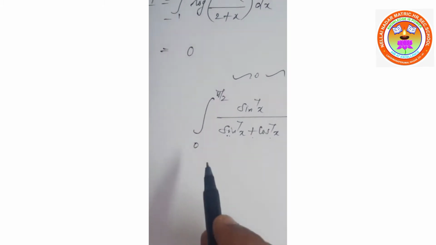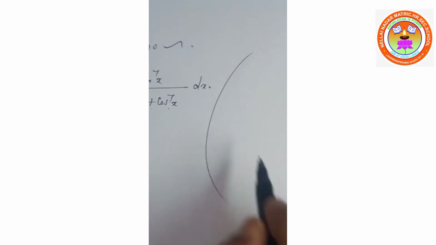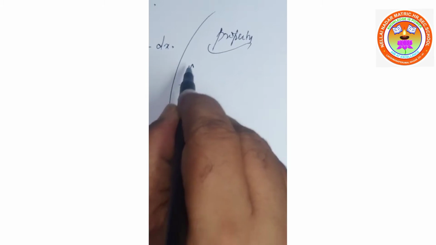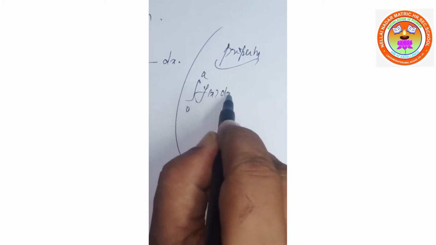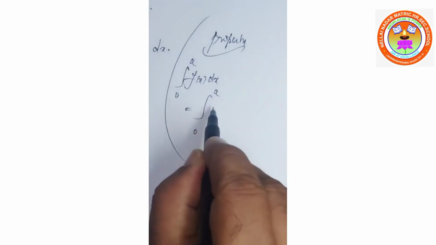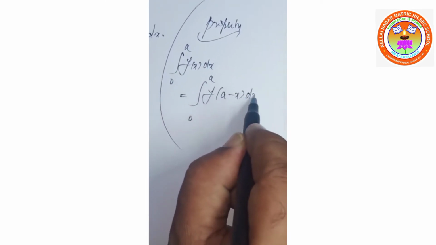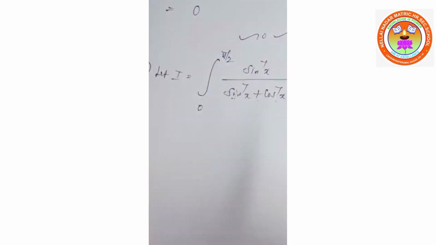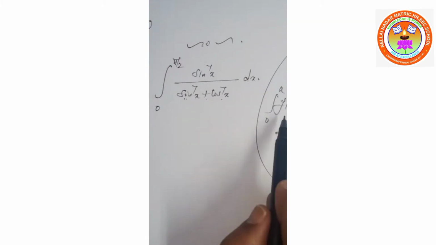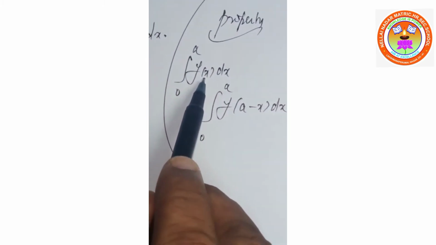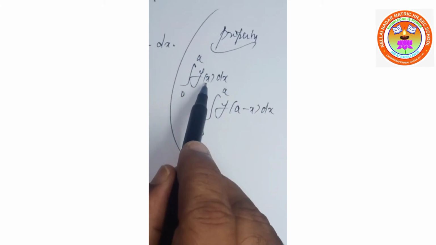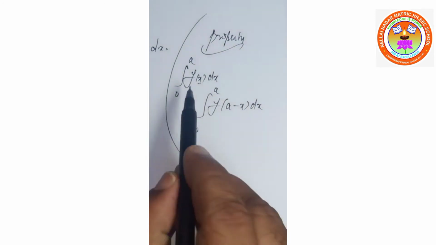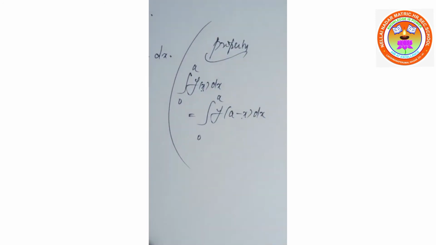So, a different property. What form is it? 0 to a. I write the property over here. Property: integral 0 to a f of x dx equals integral 0 to a f of (a minus x) into dx. I consider this integral as I. Let I equal. Here x becomes a minus x. Look, wherever x is inside the brackets, here it is a minus x, and the others are all the same. The limit is 0 to a, and here also the limit is 0 to a. So the only change is x becomes a minus x.